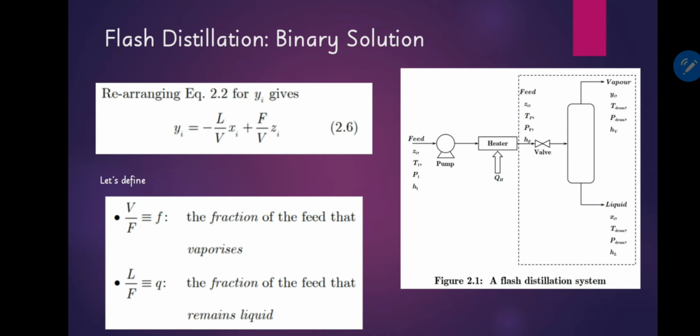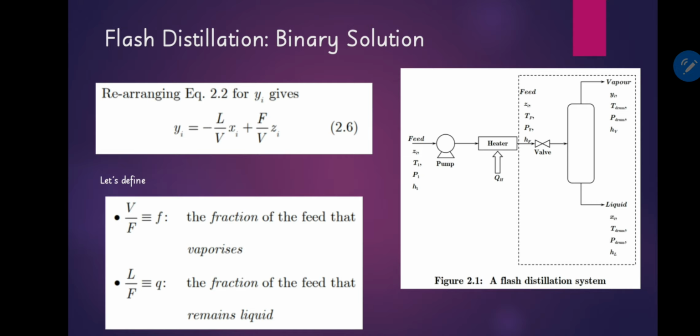So, anong ginawa natin dito? We take the y-intercept form of the material balance equation. So, again, Yi represents the species composition in the vapor phase. Xi represents the composition of the i-th species in the liquid phase, and Zi represents the composition of the i-th species in the feed.